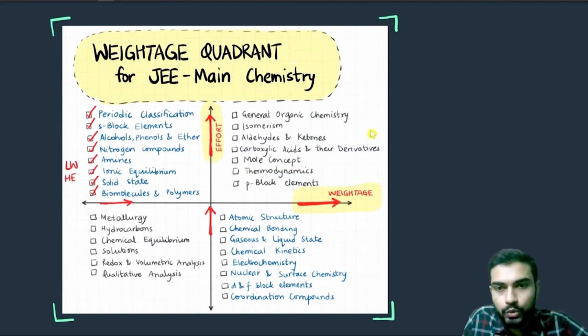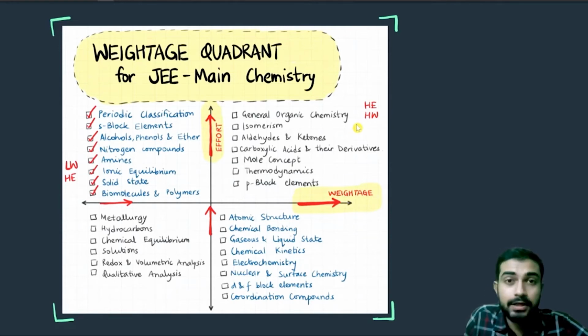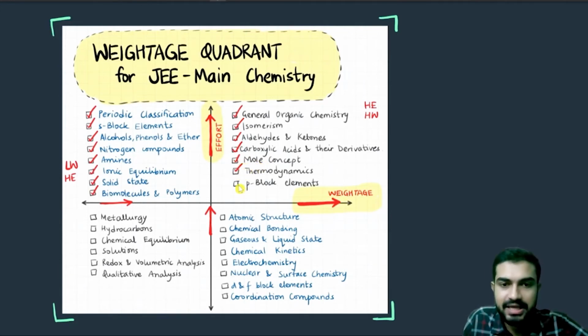Now moving on to the high effort and high weightage topics. Here we have the most important general organic chemistry or GOC. We have isomerism. We have aldehydes and ketones. We have carboxylic acids and their derivatives. We have mole concept. We have thermodynamics and we have P block elements.